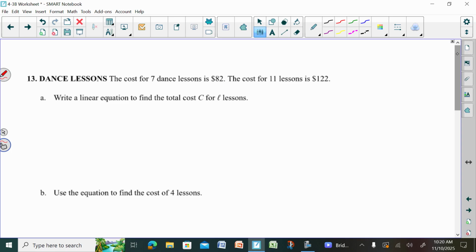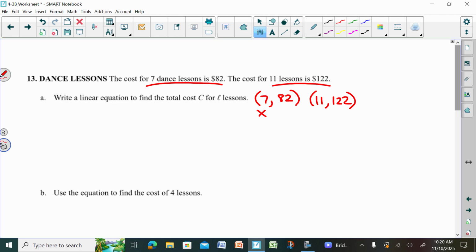What they're giving us is data. I know that 7 dances goes with $82, and I know 11 dance lessons cost $122. So let's go ahead and write those as ordered pairs. 7 goes with $82. 11 goes with $122. I do not have a beginning. I do not have a y-intercept. I don't have a slope. But I do have 2 points in the data that I can come up with the information, right? And so we're going to write our slope using our slope formula.